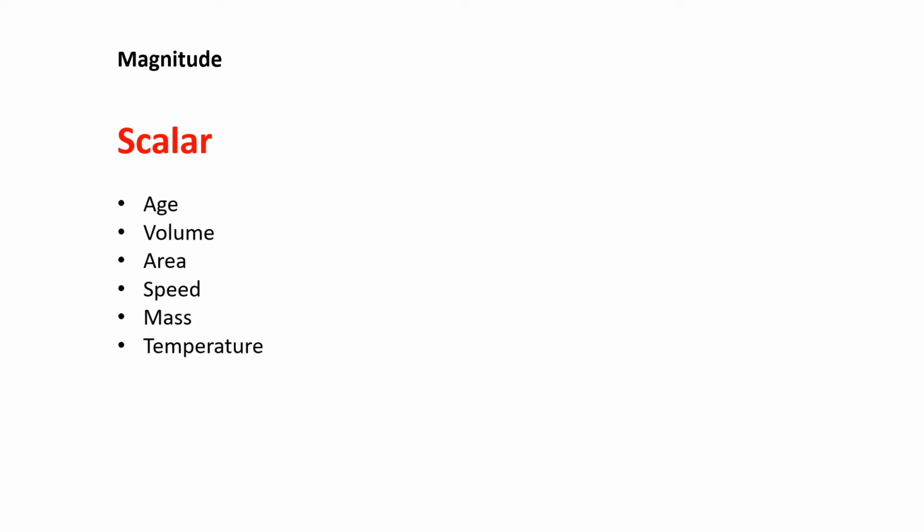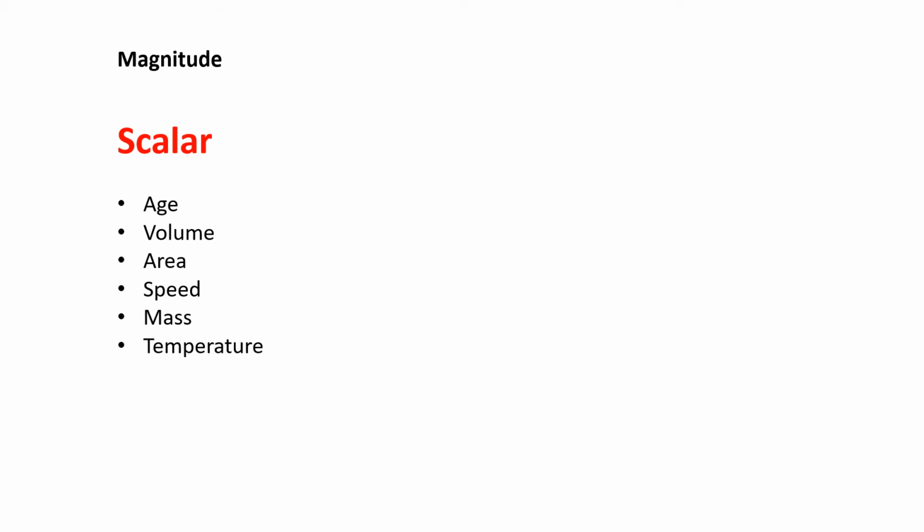When we encounter a quantity that has only magnitude, we specify them into what we call scalars. Scalars do not have directions, only magnitude, and some examples of scalars can be age, volume, area, speed, mass, temperature. If we think about it, temperature doesn't have a direction, it only has a magnitude. Same thing with volume. You don't see a direction in it.